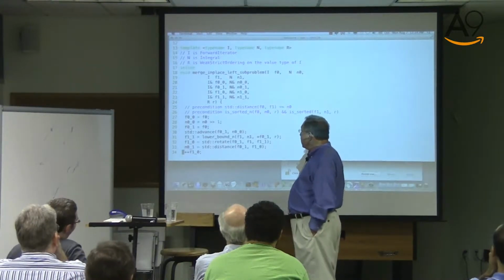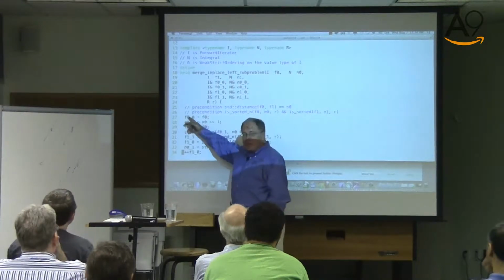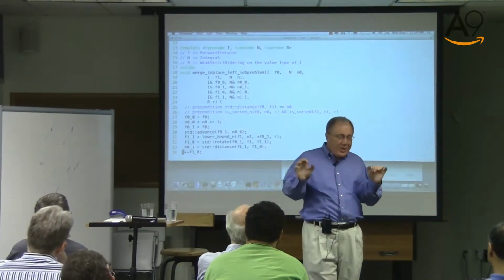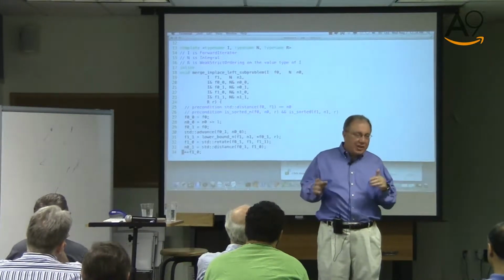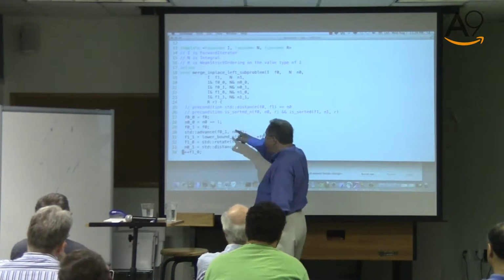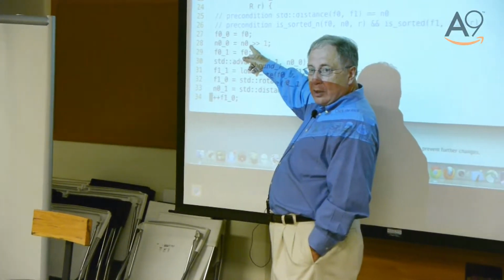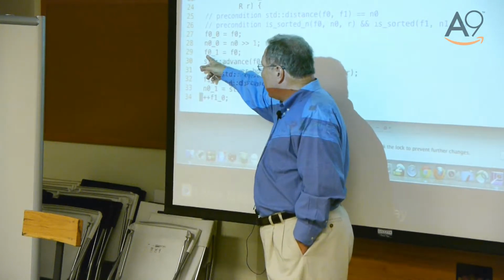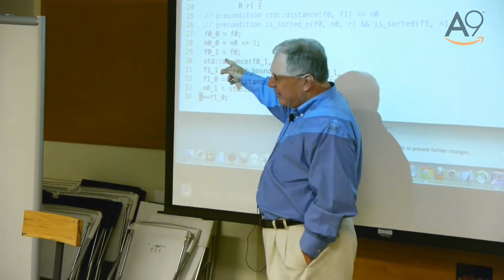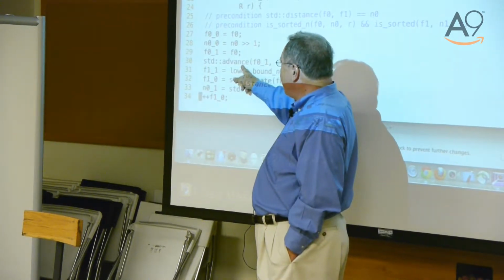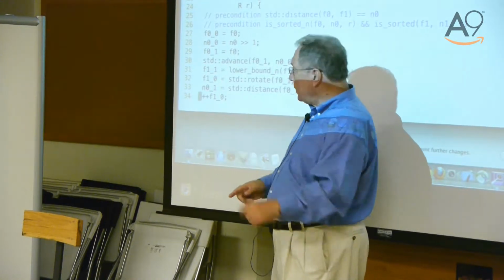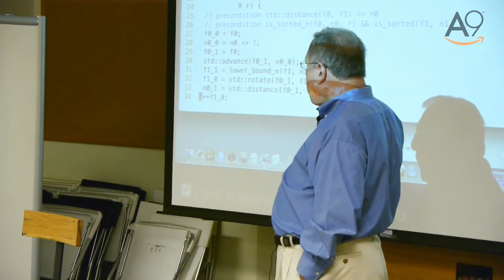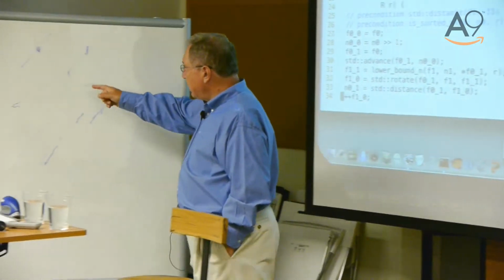Now, what do we do? I didn't really need to return the beginning of the first of the four subranges. We know it's going to be F0, but for symmetry, I'll just return it. Then I find the half of the first subrange, the midpoint. Then I find half the distance and move by advance to that point, which is going to be F01. This is this point.